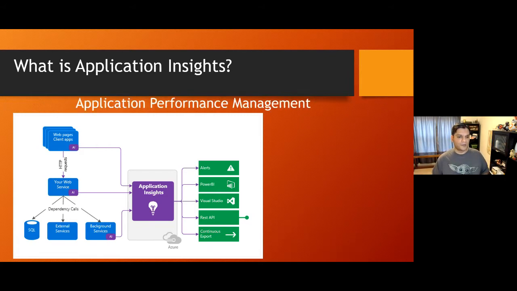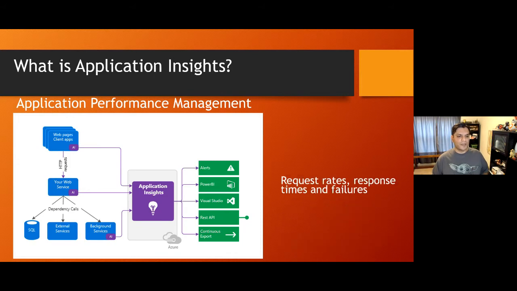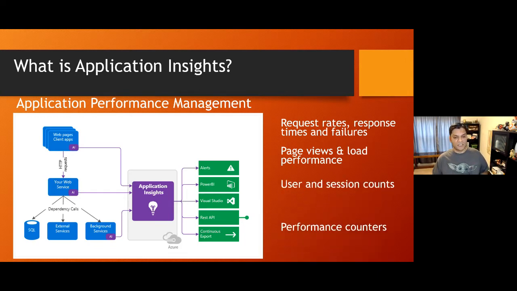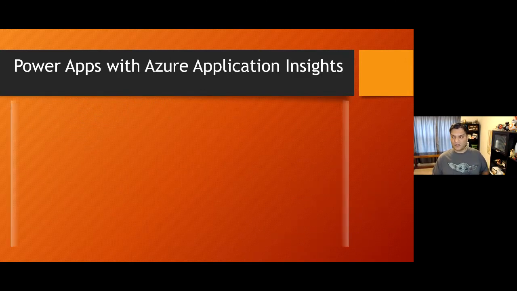So I'll talk a little bit about that. Application performance management gives you the functionality to get all of this information. It can tell you how fast the requests and responses are, and any failures. It gives you some really good analytics on page views and load performance, users, session counts, and performance counters, and then location services. So it gives you all that functionality.